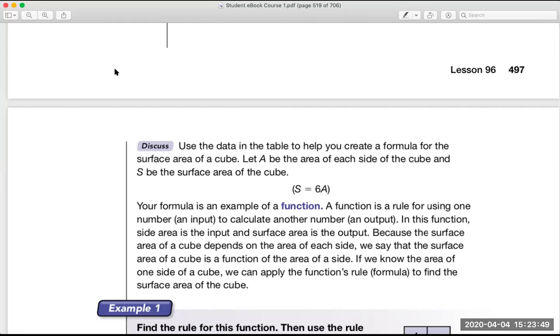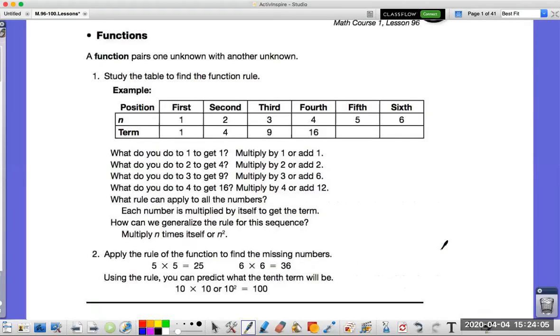If we know the area of one side of a cube, we can apply the function's rule or formula to find the surface area of that cube. So let's go back to this other screen here. If you're looking at this, for example, you can see that this function has a rule. Or maybe you can't see it yet, but let me explain.